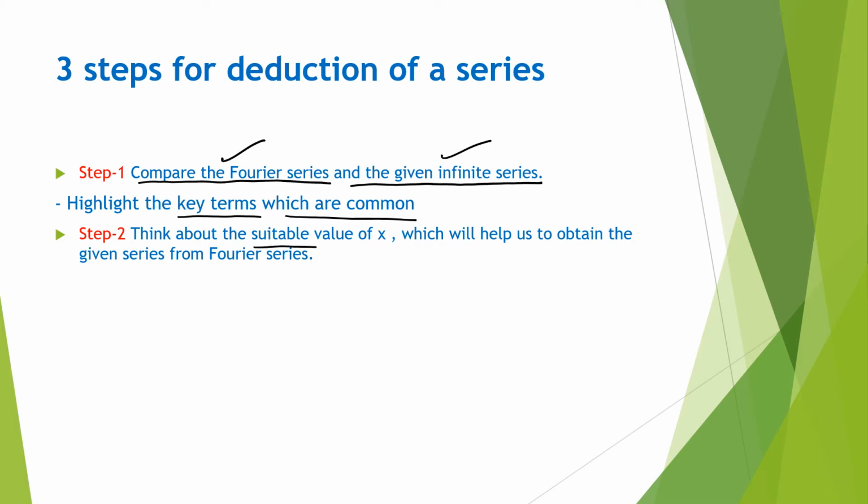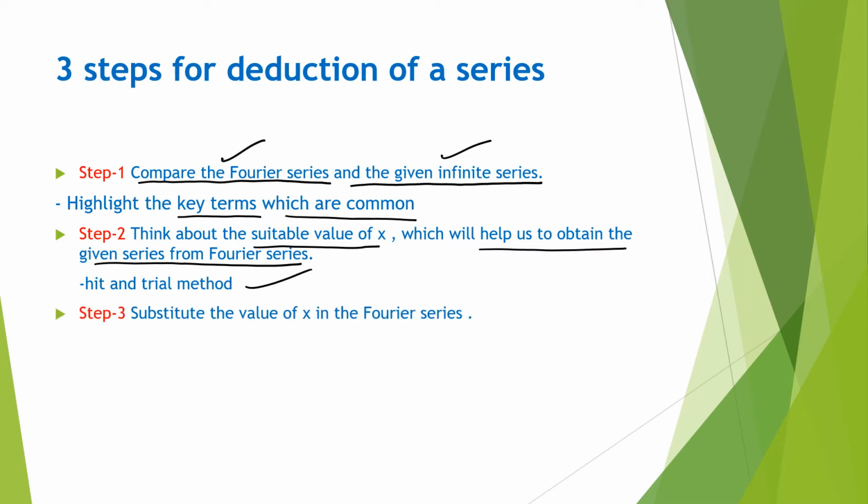Step 2. Think about the suitable values of x for the function which will help you to obtain the given series. This is as per the hit and trial method. Step 3. Substitute the suitable value of x in the Fourier series. Here we have three different possibilities, which we are going to discuss in the next slide.